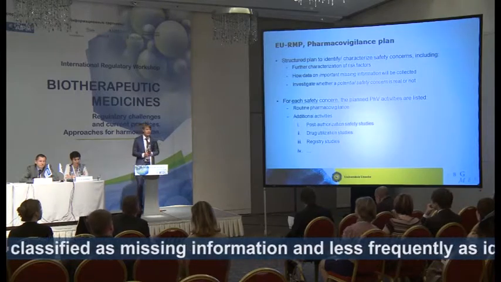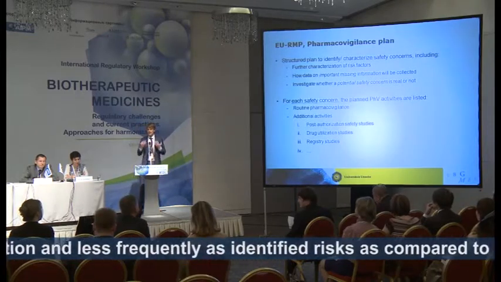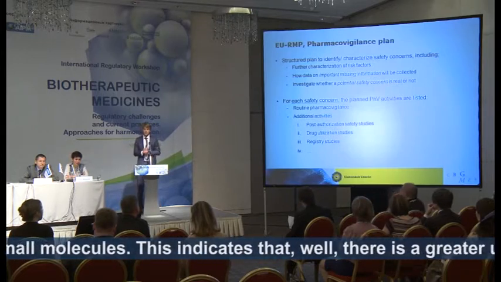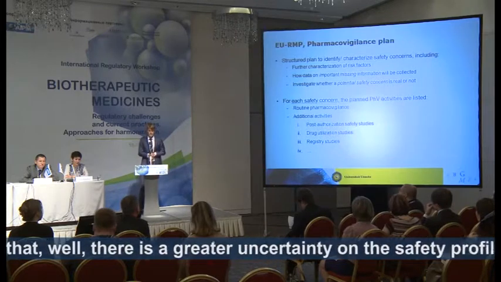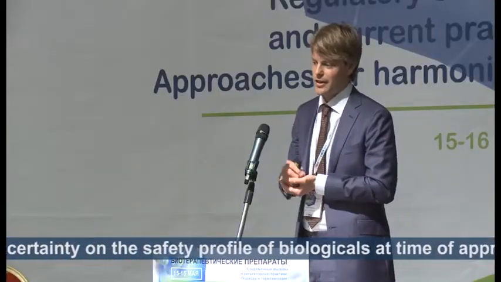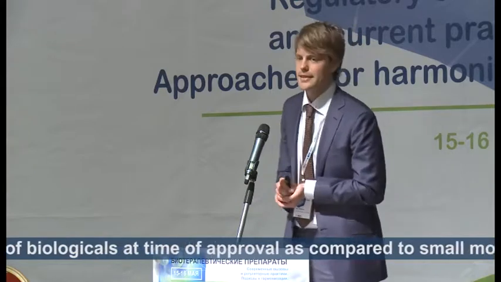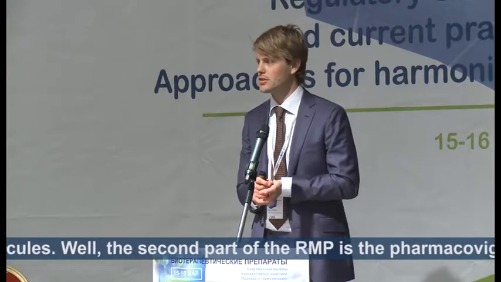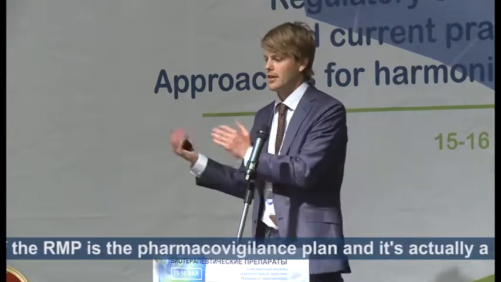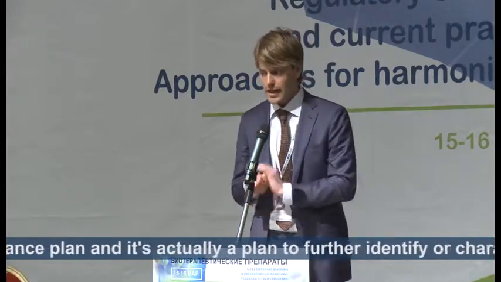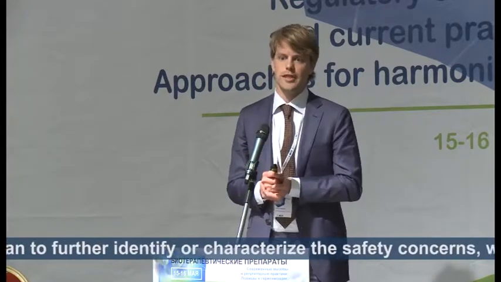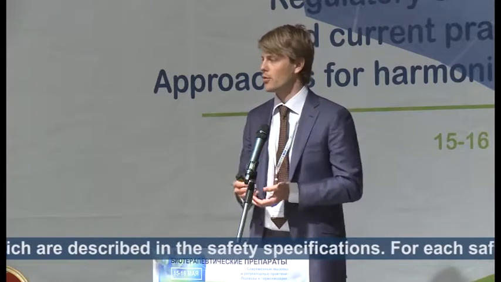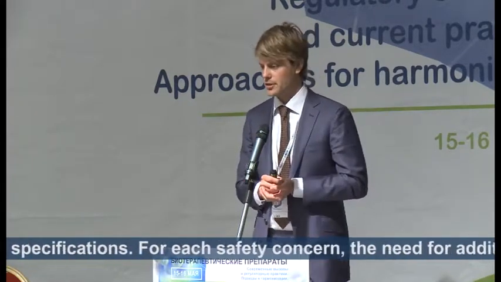The second part of the RMP is the pharmacovigilance plan, and it is a plan to further identify or characterize the safety concerns which are described in the safety specification. For each safety concern, the need for additional pharmacovigilance activities is determined. This might be additional clinical studies, registry studies, non-clinical studies, and so on. And it might also be the case that routine pharmacovigilance is considered sufficient, so collecting ADR reports and providing regular updates to the authorities.